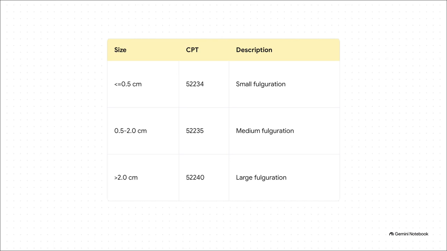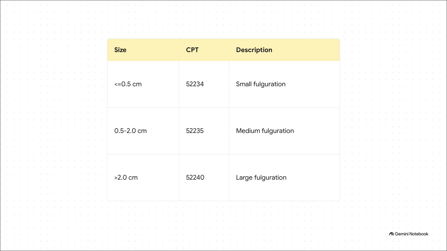So when you're dealing with bladder tumors, the size of the lesion is what drives your code, family. It's pretty straightforward. A small lesion, meaning half a centimeter or less, is coded as 52234. A medium one, up to 2.0 centimeters, is 52235. And a large lesion, anything over 2.0 centimeters, gets the 52240. This means strict, precise documentation of dimensions is an absolute requirement for a clean claim.